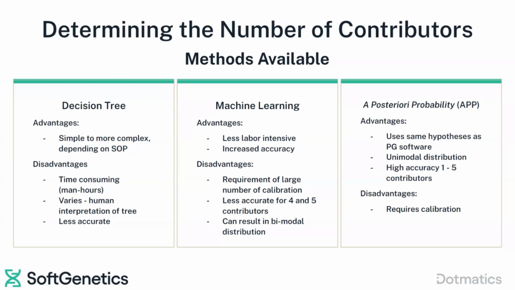The third option is a posteriori probability. And once again, this one is less labor intensive for the analyst, but unlike in machine learning, there is unimodal distribution, and it's got high accuracy even when there are a high number of contributors. And this APP method does require a calibration data set, like the machine learning, but it's not nearly as large.